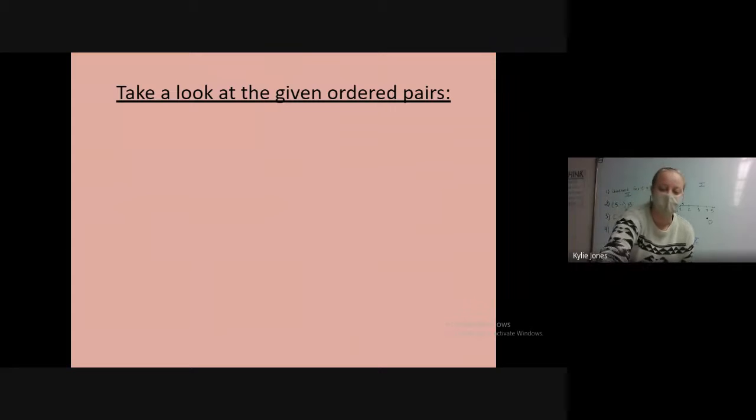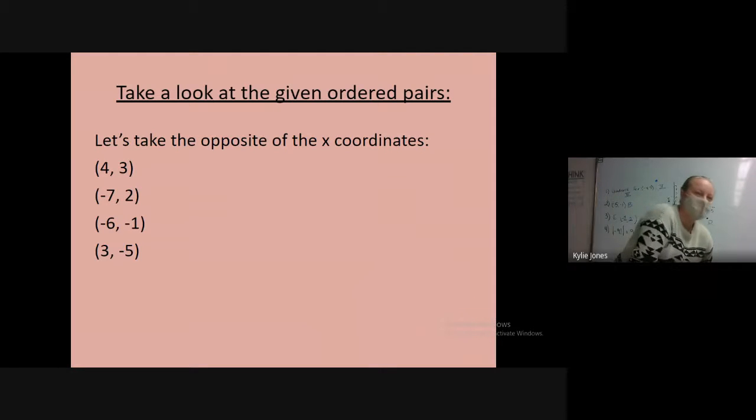All right. First of all, take a look at these ordered pairs. We have 4, 3, negative 7, 2, negative 6, 1, and 3, negative 5. When you're looking at ordered pairs, which one is your X and which one is your Y? The one on the left is the X, and the one on the right is the Y. Good. So 4, negative 7, negative 6, 3 are your X coordinates, your horizontal movement. The second number in each pair, 3, 2, 1, negative 5, is your Y coordinate. X is always first. It's alphabetical order, X first, then Y.